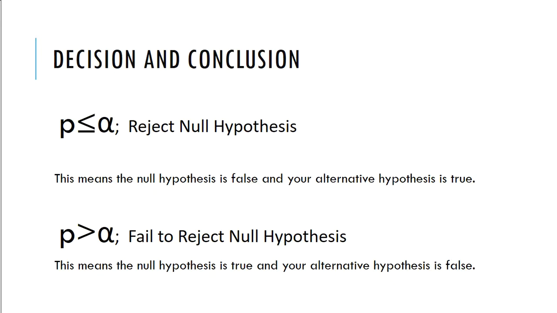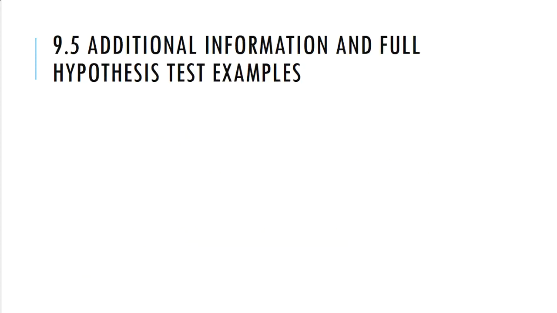All right, again, your decisions and your conclusions. If p is less than or equal to your level of significance, you reject the null hypothesis. This means your null hypothesis is false and your alternative is true. If p is greater than the level of significance, you fail to reject your null hypothesis. That means that the null hypothesis is true and your alternative hypothesis is false.